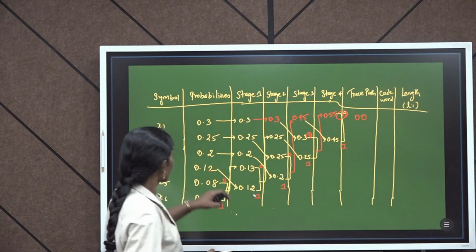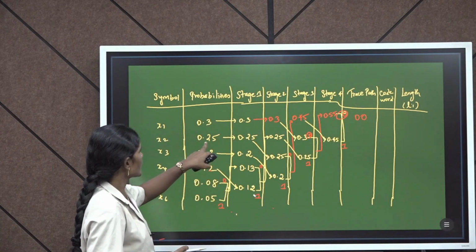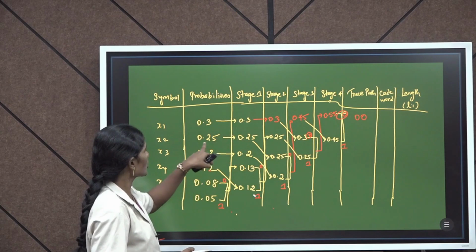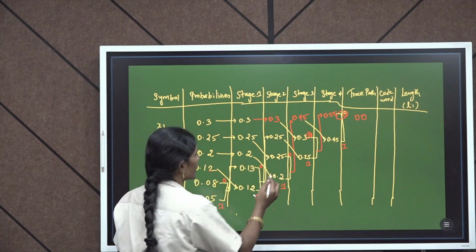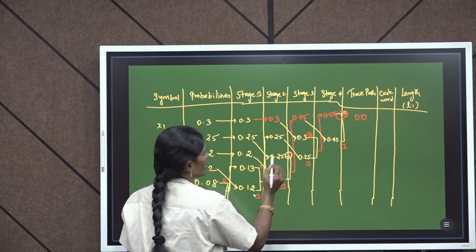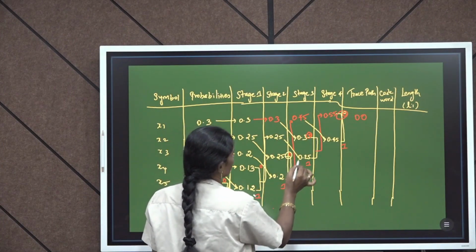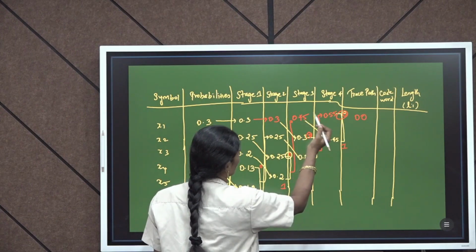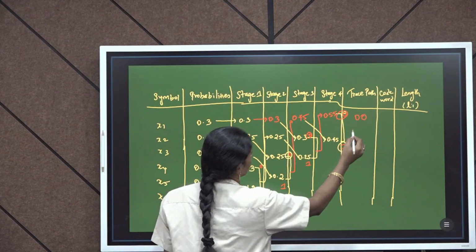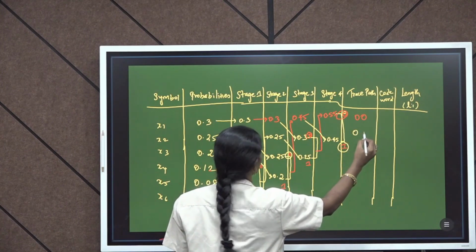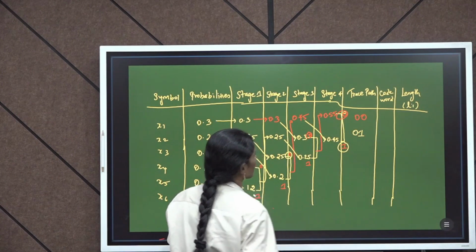Next the trace path for 0.25. For 0.25 in stage 1 there is no binary bit. In stage 2 the binary bit is 0. Next in stage 3 no binary bits. In stage 4 it is 1. So the trace path for 0.25 is 0 1.